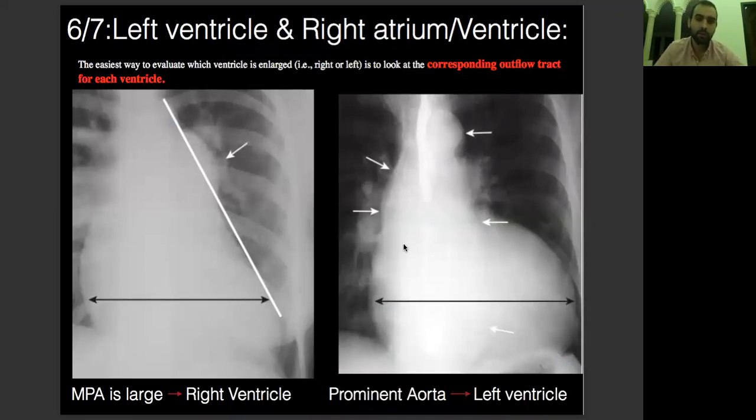Last, we should check for the ventricles, the left and the right ventricle. So how do we assess which ventricle is enlarged? We should evaluate the corresponding outflow tract for each ventricle. In this case, the main pulmonary artery is enlarged, so the cause is right ventricular enlargement. And here, we have a prominent aorta, thus it's the left ventricle that is enlarged.